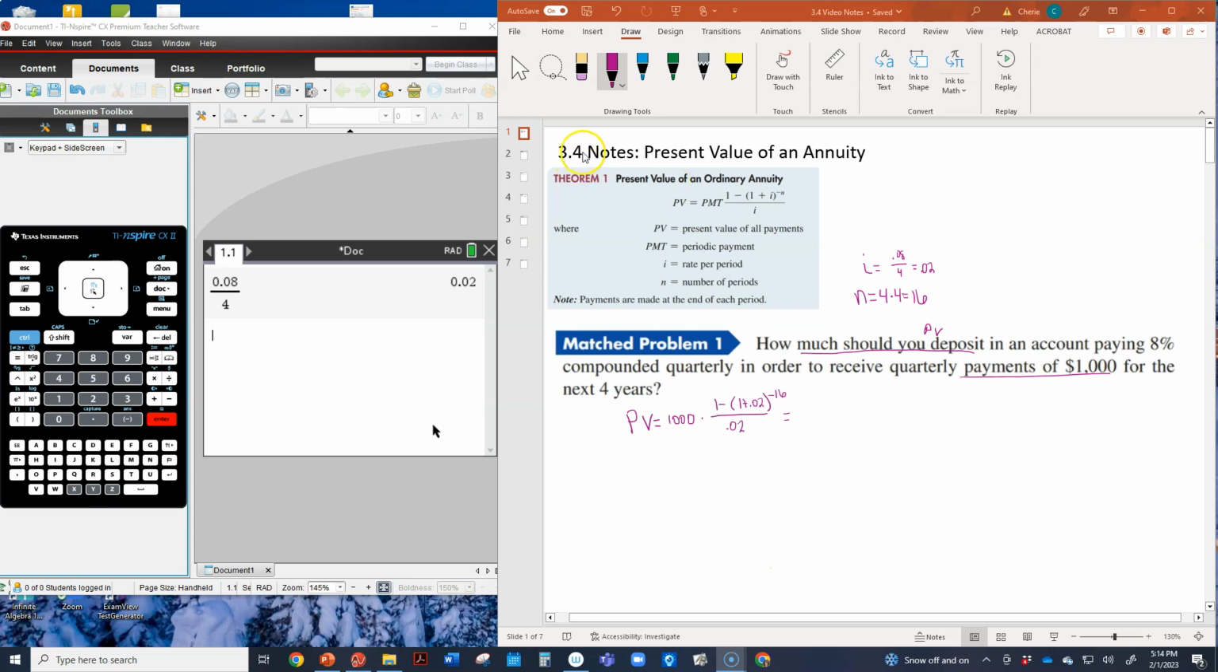Okay, all of section 4 of chapter 3 is about present value. So the first example says, how much should you deposit? That is your present value. They want you to calculate that.